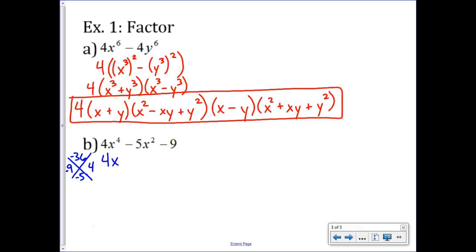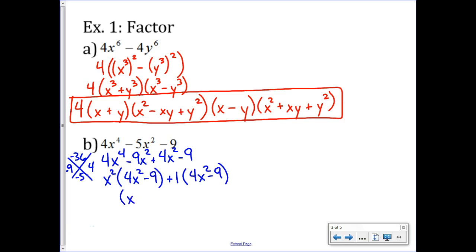So now I have 4x to the 4th minus 9x squared plus 4x squared minus 9. So now I'm going to take out what I can. I can take out an x squared in this first one, and I'm left with 4x squared minus 9. And in the second one, I can't really take anything out, so I'm going to take out a 1, and I'm left with 4x squared minus 9.